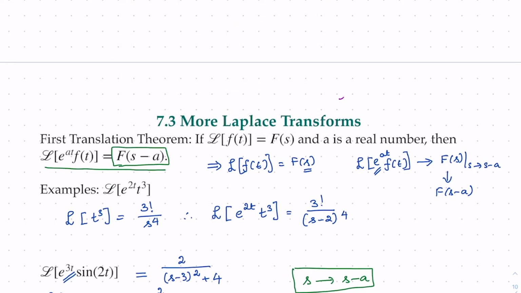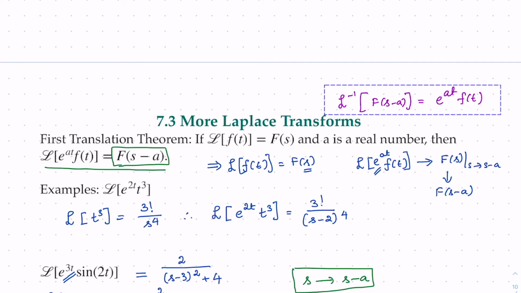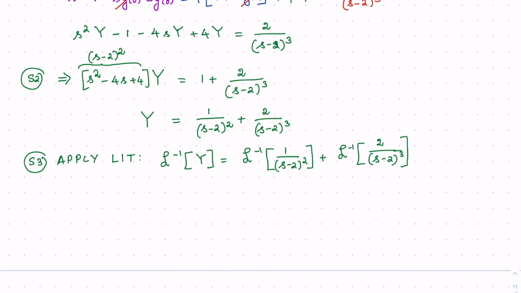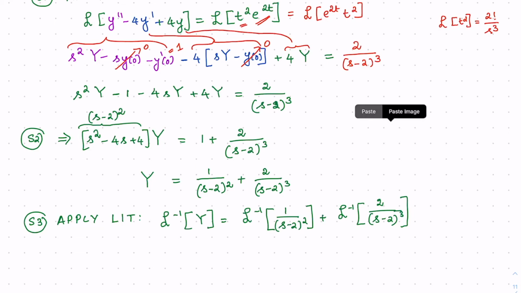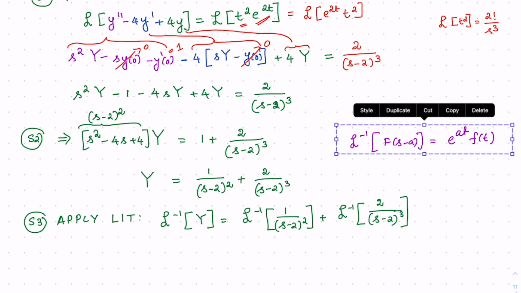What would be the Laplace inverse of F of s minus a? That will be e to the at f of t, correct? And that's what we are going to use right here. This is the formula that we are going to use to find the Laplace inverse in this case. So let me write down the formula in here so you can see it. That's the formula that we're going to use.